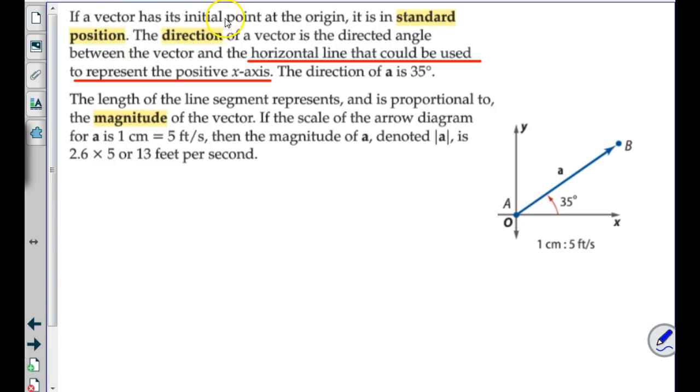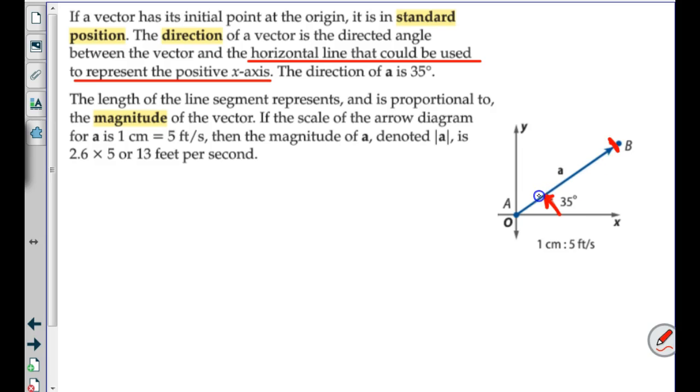If a vector has an initial point at the origin, then it's called standard position. The direction of the vector is the directed angle between the vector and the horizontal line used to represent the x-axis. So the direction is going to be just like we were doing in trig. It's going to be rotating around this way, off the positive x-axis. The length of the line segment represents the magnitude. Remember, it ends out here at the end of the arrow, okay?